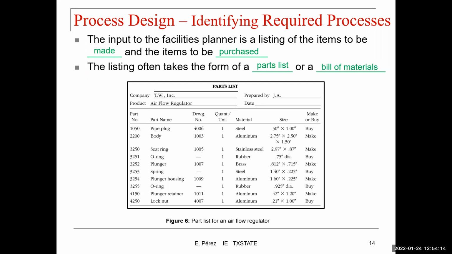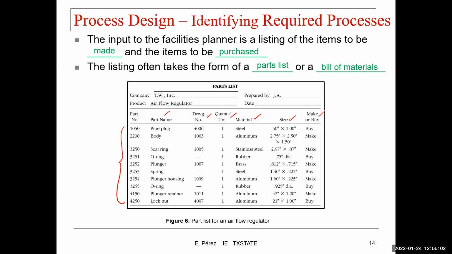So a part list, figure 6, is showing you an example of a part list for an airflow regulator. And as you can see here, this is information about all the parts that are needed to assemble this airflow regulator. Okay, so you have a list of parts. And then for each part, we have a name, the drawing, the quantity that is needed, the type of material that is used, the size, and whether you're making or buying that piece. That's the information that you need for the part list.